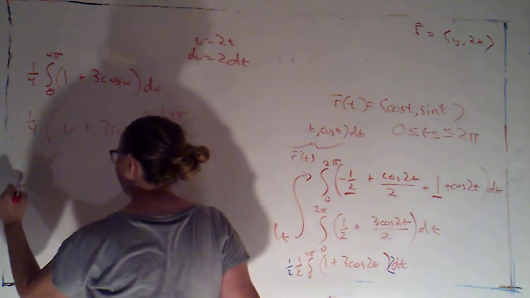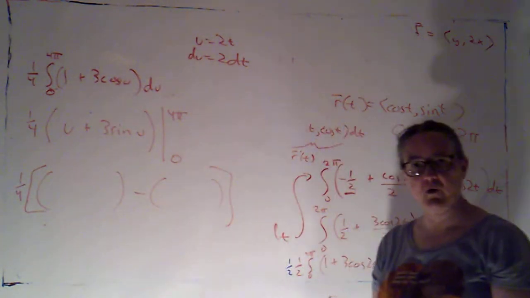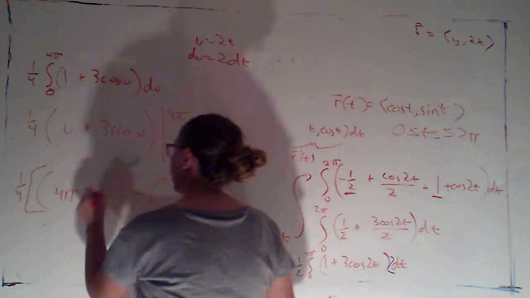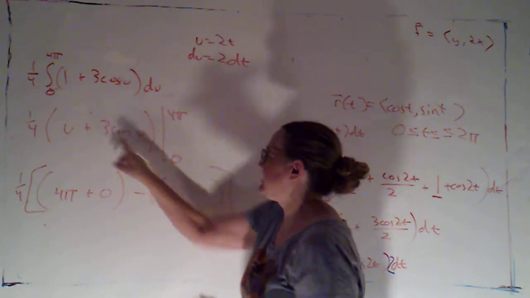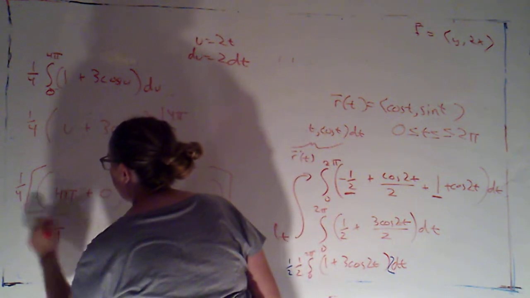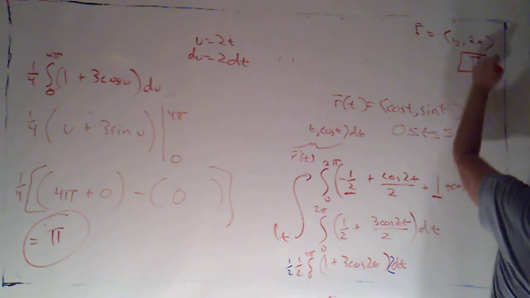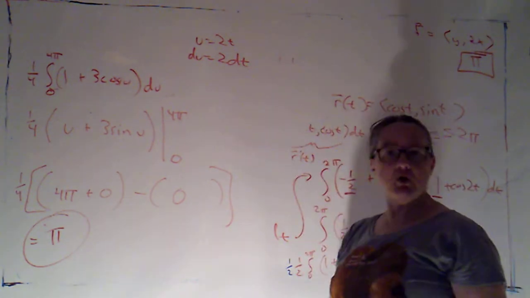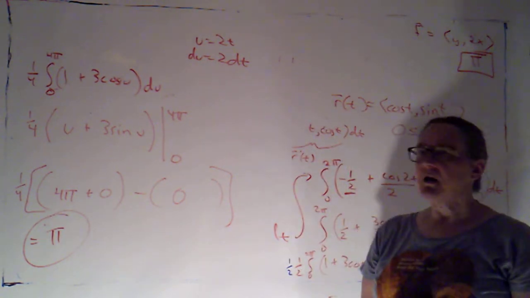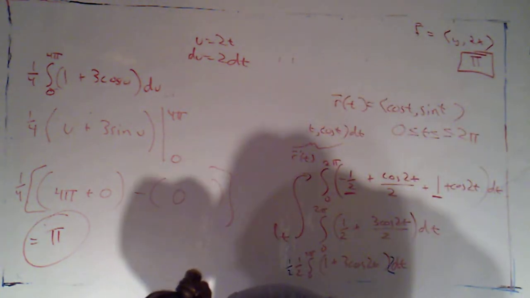So that is 1/4 of what we get at 4 pi minus what we get at 0. At 4 pi, I'm going to get 4 pi plus 3 copies of 0, and at 0, I'm going to get 0 plus 0, so just 0. So we're getting a quarter of 4 pi. We're getting pi. I'm going to write down that that was our answer. That's what we got doing it as a line integral. Not terribly horrible, but we did have to integrate sine squared and cosine squared. Not super difficult, but a little bit tedious.